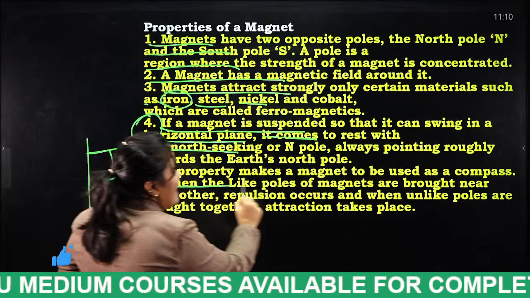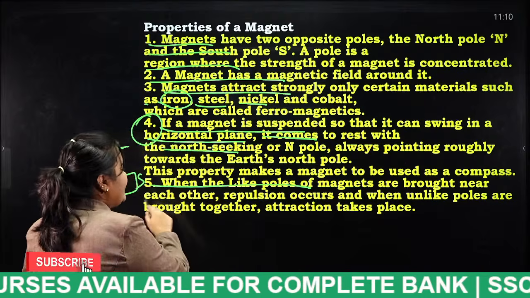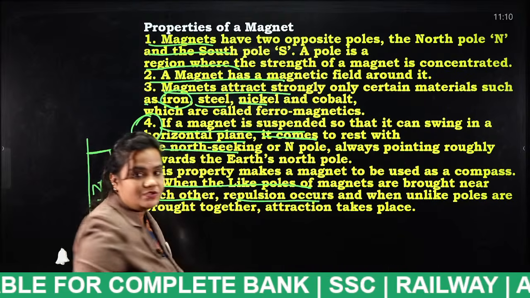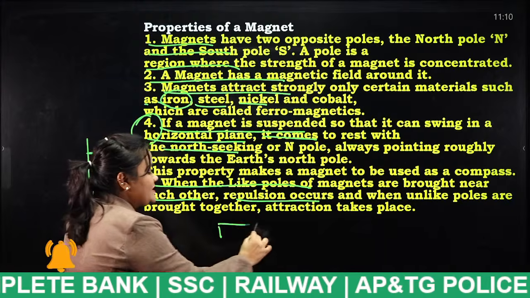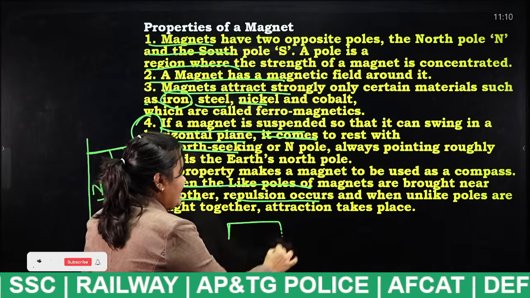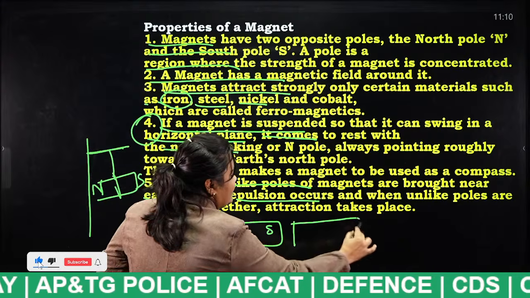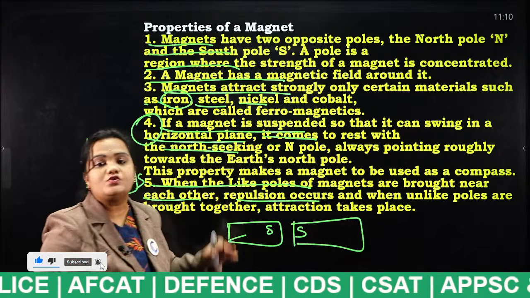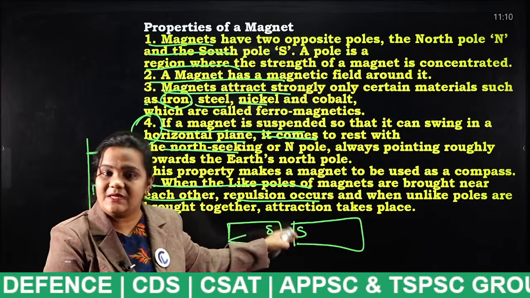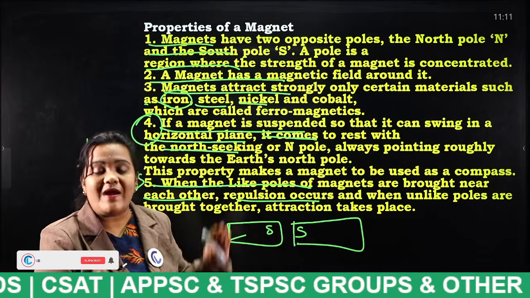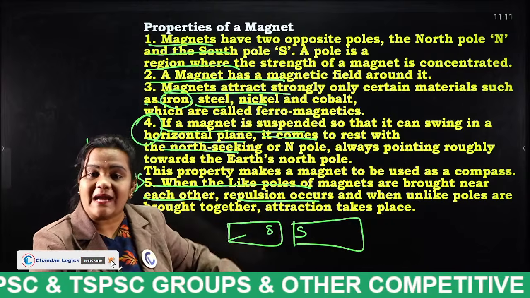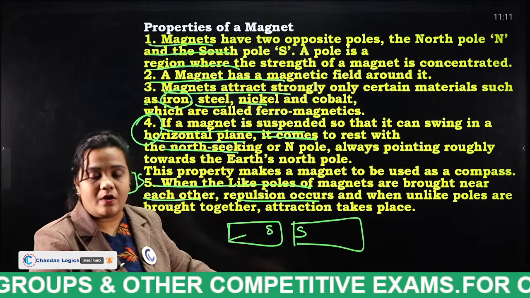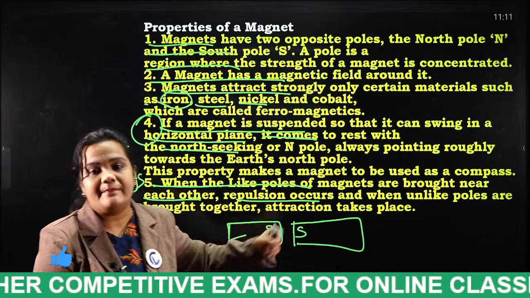Next, when the like poles of magnets are brought near each other, repulsion occurs. As I told you, like poles repel. For example, when two magnets are placed south to south, they repel each other. Why? Because unlike poles attract, like poles repel. This is the fifth property of a magnet.